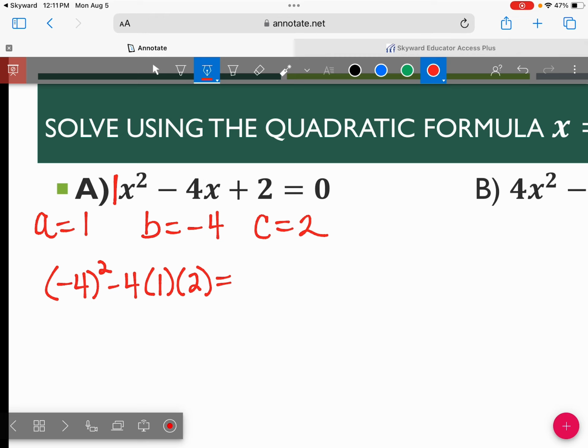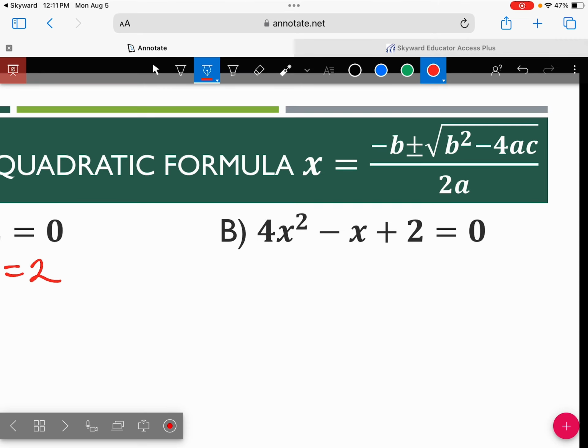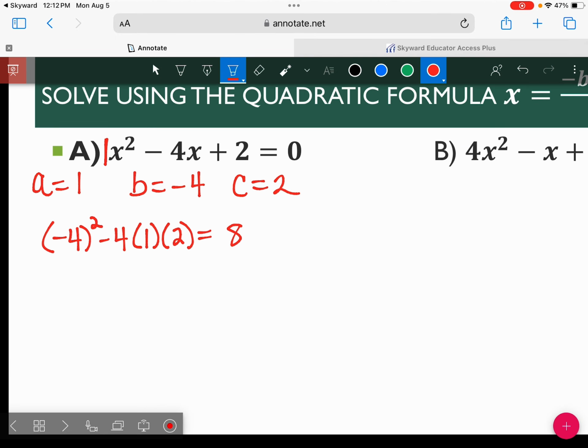All right, who got 8? All right, so remember in the quadratic formula, that's this part right here. This is the part that's underneath the square root. So let's figure out what is the square root of 8. So now we got to go back and do some more Algebra 2, if you remember this. We have to simplify the square root of 8.